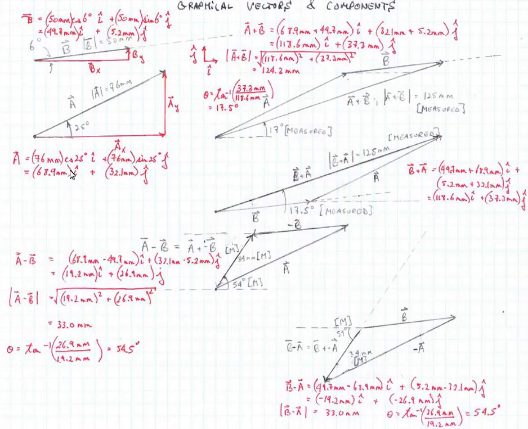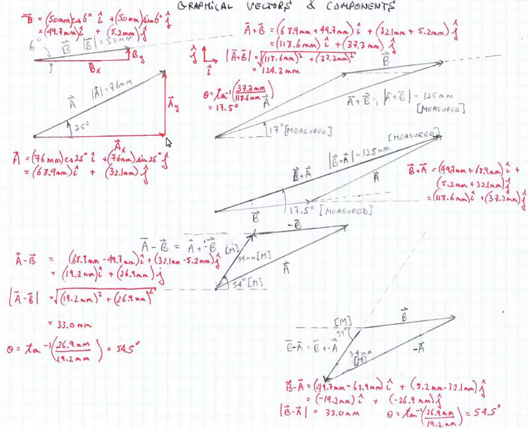And so the 68.9 millimeters I hat is this vector going in the I hat direction, and 32.1 millimeters J hat is this vector going in the J hat direction. We can do the same thing with B, and in this case, again using the cosine and the sine to project respectively the x and the y component of the vector, we get B is equal to 49.7 millimeters I hat plus 5.2 millimeters J hat.